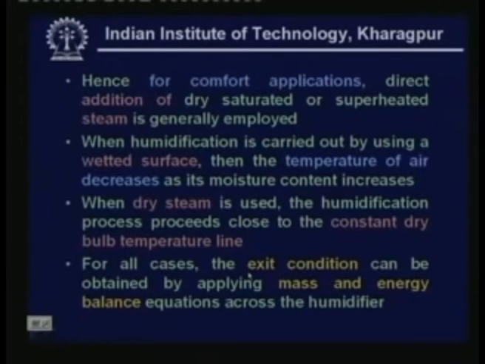And for all cases, the exit condition can be obtained by applying mass and energy balance equations across the humidifier. Okay. So, if you want to find out the exit condition, all that you have to do is take a control volume across the humidifier and apply mass balance and energy balance.